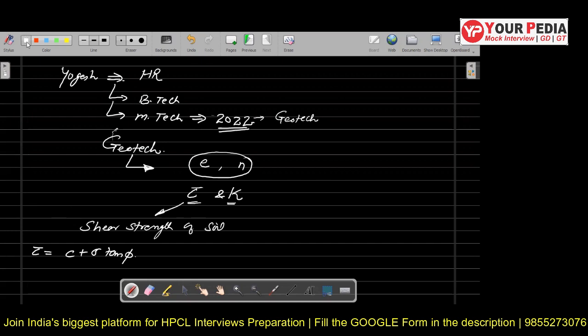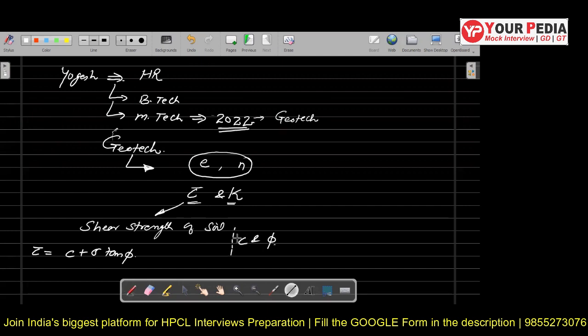I think for engineering problems, we are taking the effective stress, not the total stress. No, sir. For that, we have to take into account the effective stress. Okay, so what are C and phi? C is the cohesive strength of a soil, and phi represents the angle of internal friction.